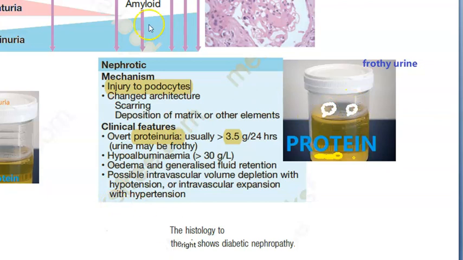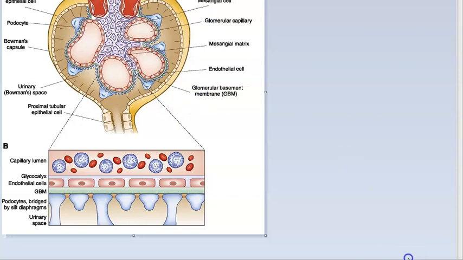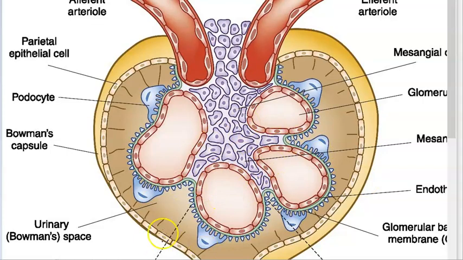This is all because of injury to podocytes. Okay, in nephrotic, what is happening? Injury to podocytes has happened. Now let us understand this. Here we are looking at the glomerulus. Let's zoom here. See glomerulus.